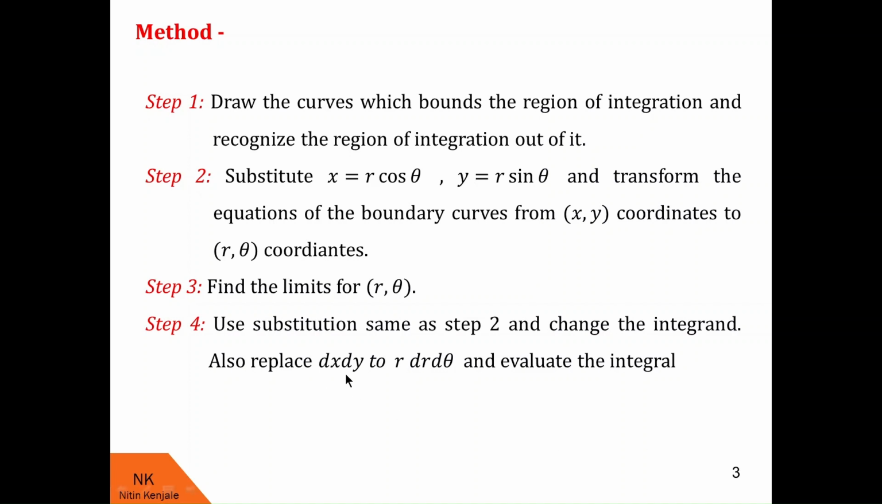To transform dx dy to r dr d theta, we need a Jacobian factor which is r here, which comes from the relation x is equal to r cos theta and y is equal to r sin theta. I will not go deep into this transformation from dx dy to r dr d theta. You just remember this dx dy is transformed to r dr d theta by using the relation x is equal to r cos theta and y is equal to r sin theta. Now let's take a look at the examples.